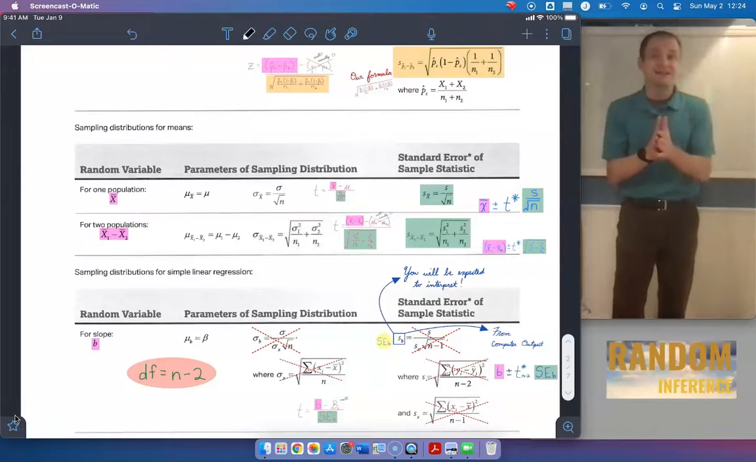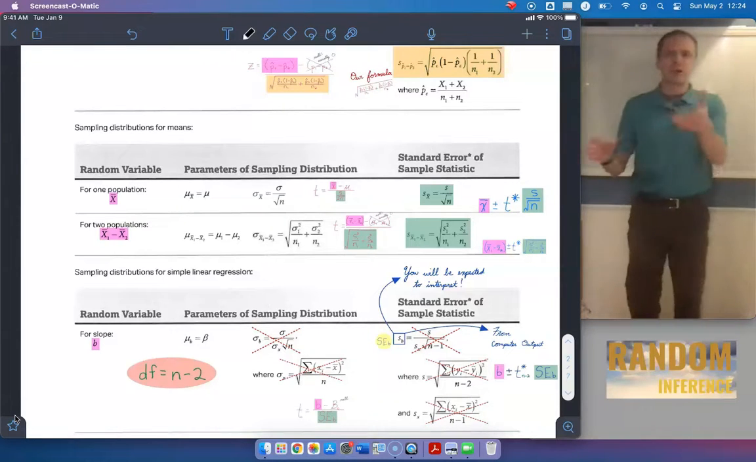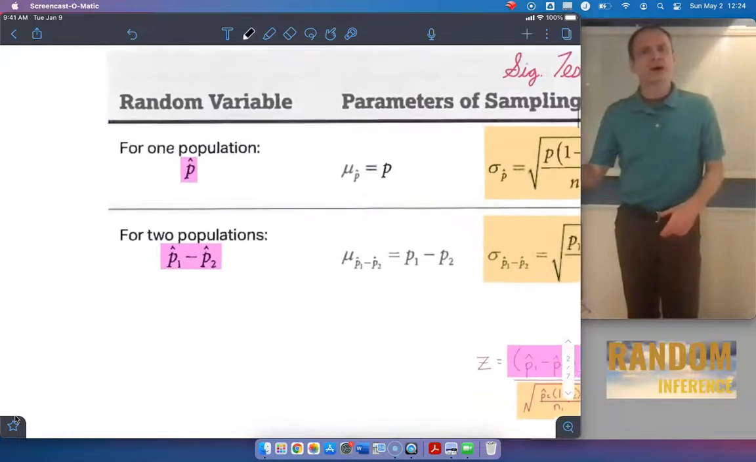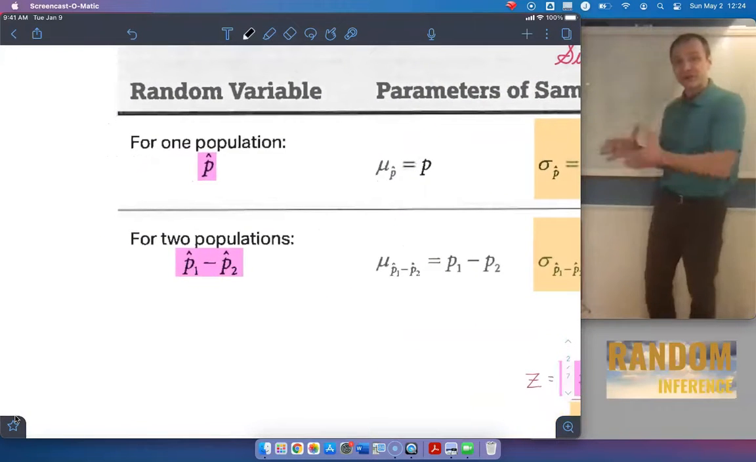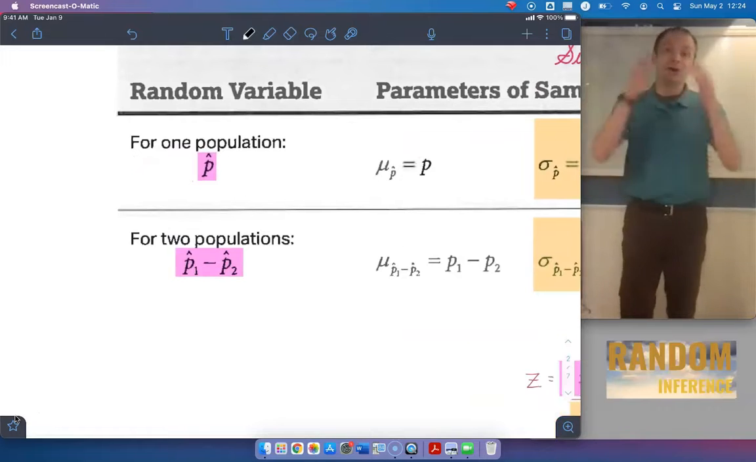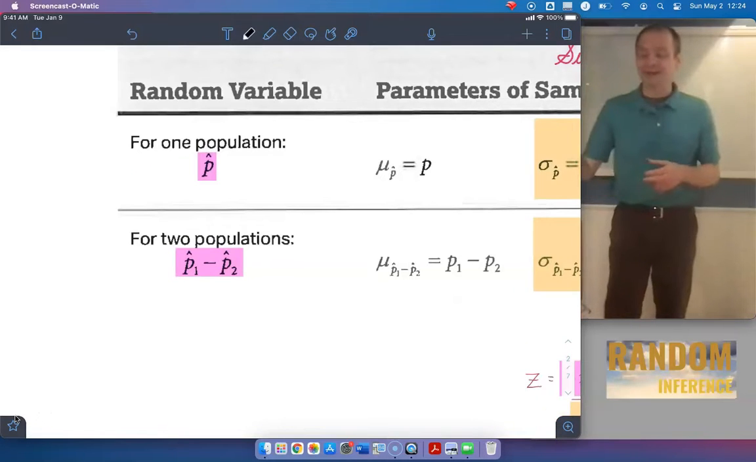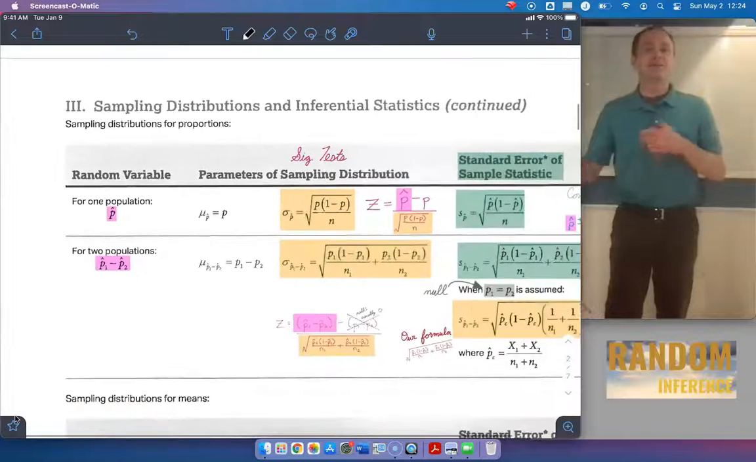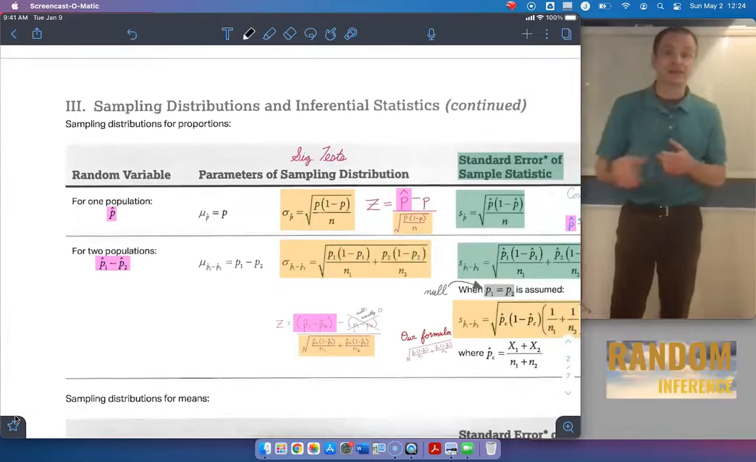Now, the next thing we can ask is, well, hey, for proportions, how many samples do I have? Do I have 1 sample or do I have 2 samples? Look at that. That's the first column that you're dealing with. Oh, and then it goes into mean, center, and then standard deviation, spread. That's amazing. Now, what if it's means that we're looking at?